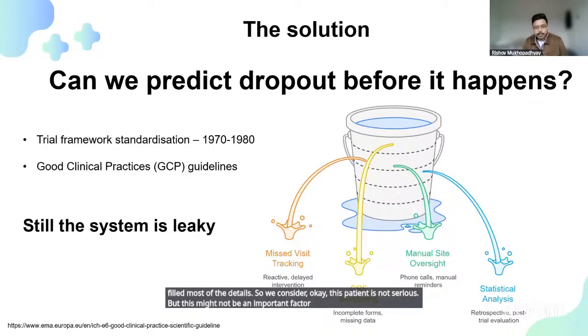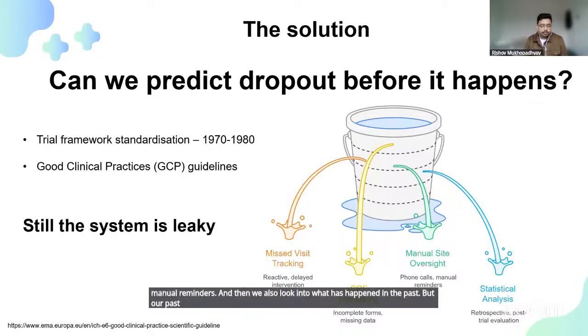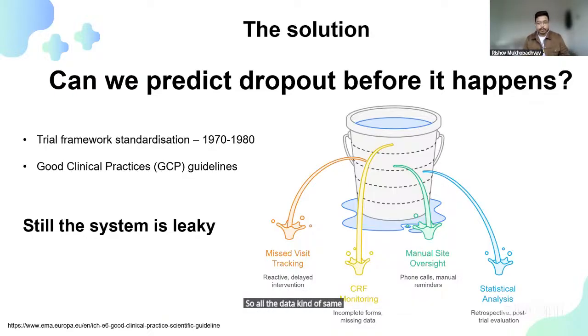Then we manually try to track those patients by phone calls, manual reminders. And then we also look into what has happened in the past. But our past also has some leaky data, basically. If we go, let's say, 10 years back, the problem was the same 10 years back. So all the data are kind of the same. So our predictions are also weaker.